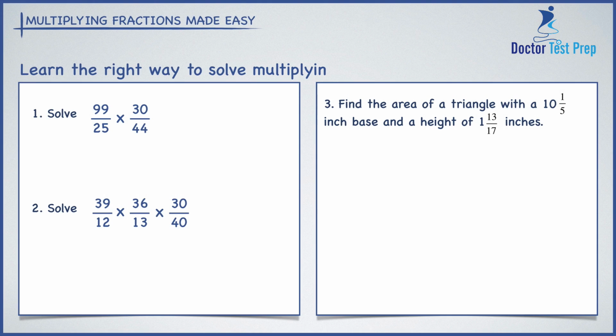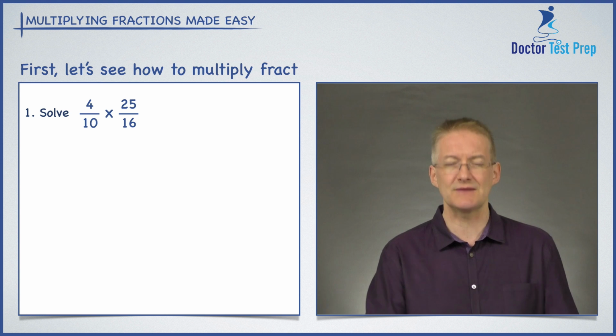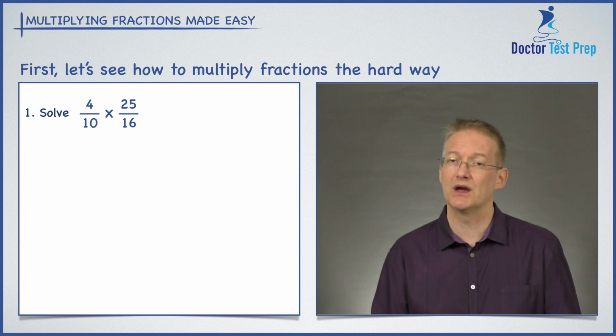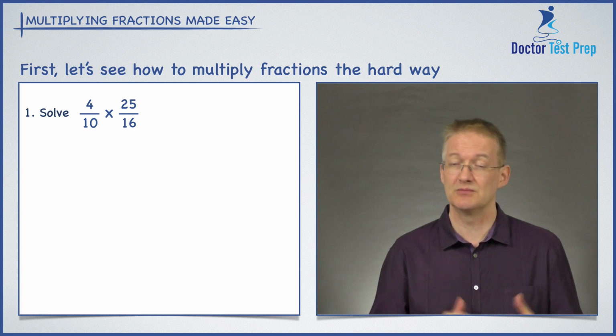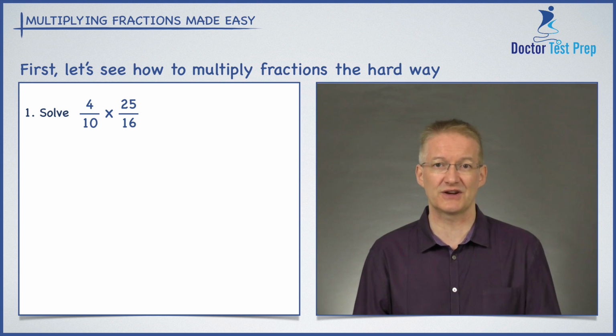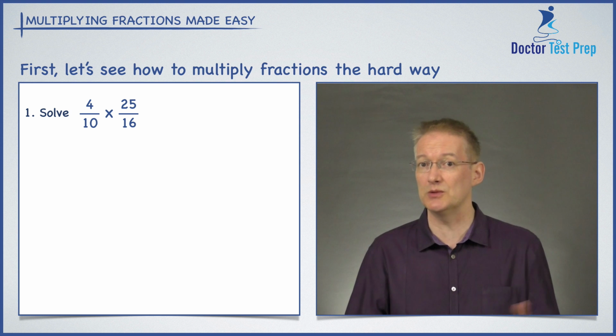In this video, I'm going to show you a very easy way of multiplying fractions such as these. Now, what I'm going to show you first is the conventional way of multiplying fractions so you can compare the two methods. So let's have a look at question number 1 here, where we have 4/10 multiplied by 25 over 16. So the conventional way of multiplying fractions together is simply to multiply the numerators together.